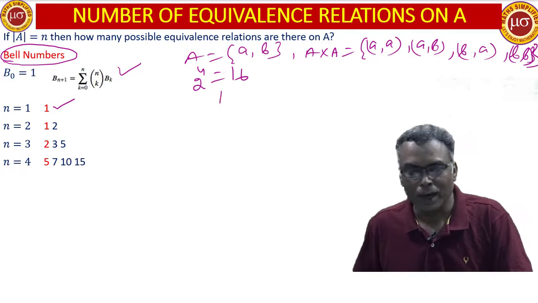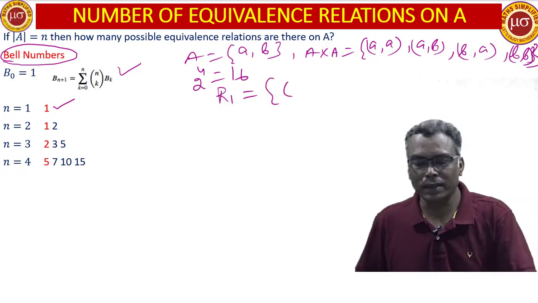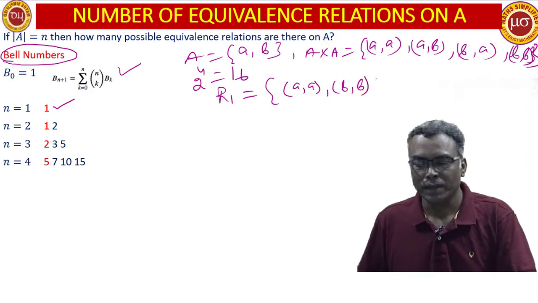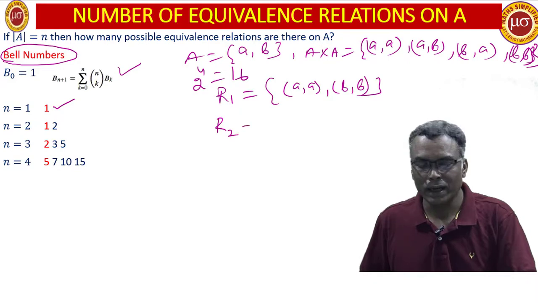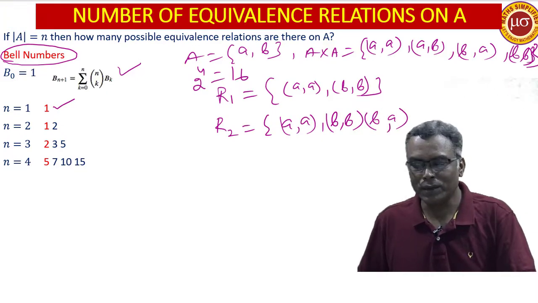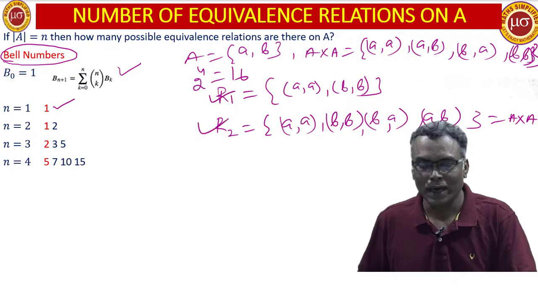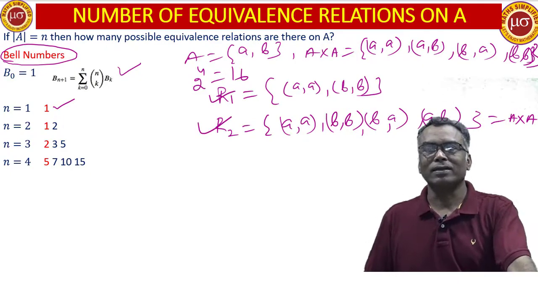Let us find out. R1, the first equivalence relation, is the smallest equivalence relation. It is aa and bb. The second one is aa, bb; let me include ba. Then I must include ab to make it symmetric. So it is nothing but A cross A. So these two are the two equivalence relations.